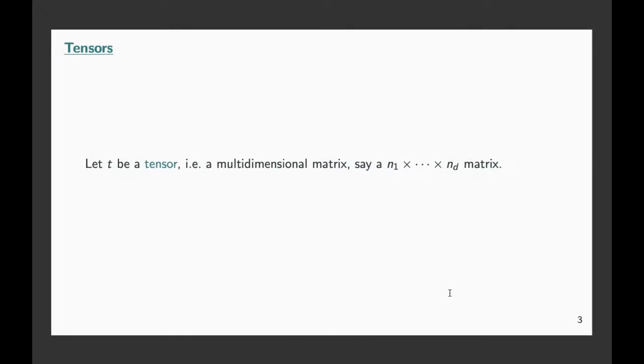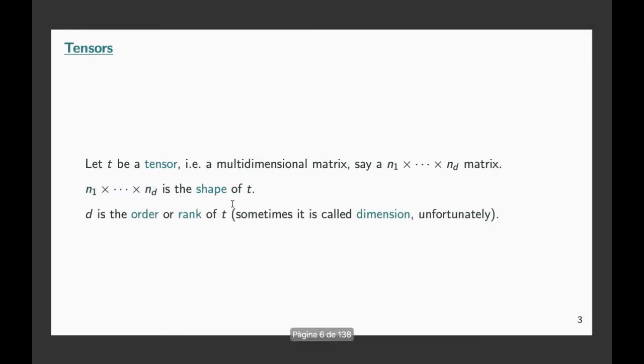Okay, and now let's just review some terminology. A tensor is just a multidimensional matrix, say n1 times ... times nd. And this thing in here is called the shape of the tensor. This is a very important terminology. It appears all the time. It's very important to control the shape of the tensors your networks are using. And d is called the order or rank of the tensor. That's not very important. Sometimes it's called the dimension, but it's not a great terminology, because it gets confused with the usual notion of dimension of a vector.